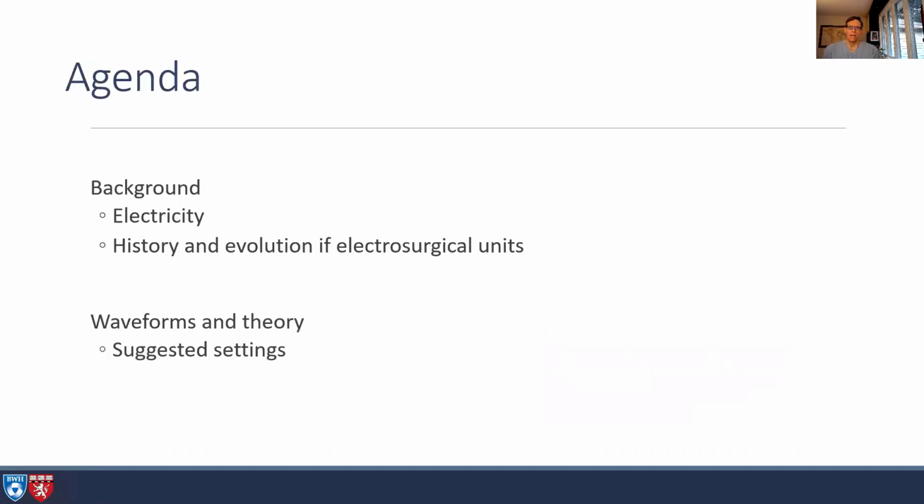I'd like to start by discussing some background on electricity and the history of the evolution of electrosurgical units, and then move on to waveforms and theory, and finally some suggested settings.